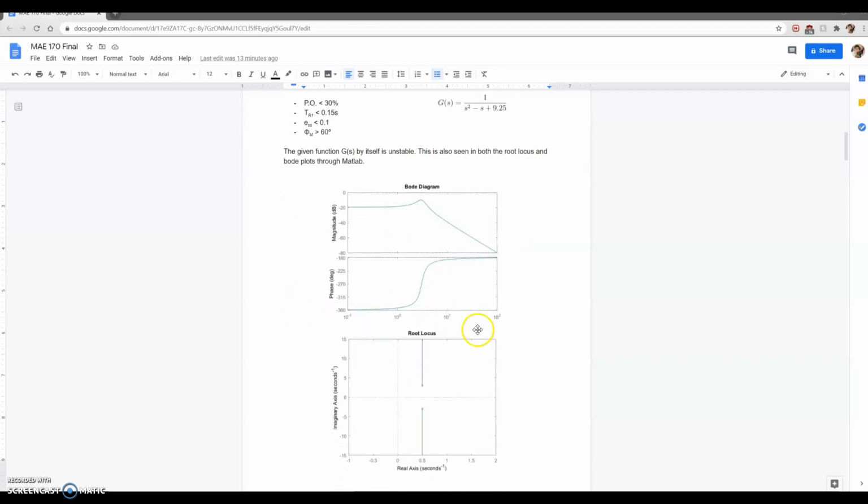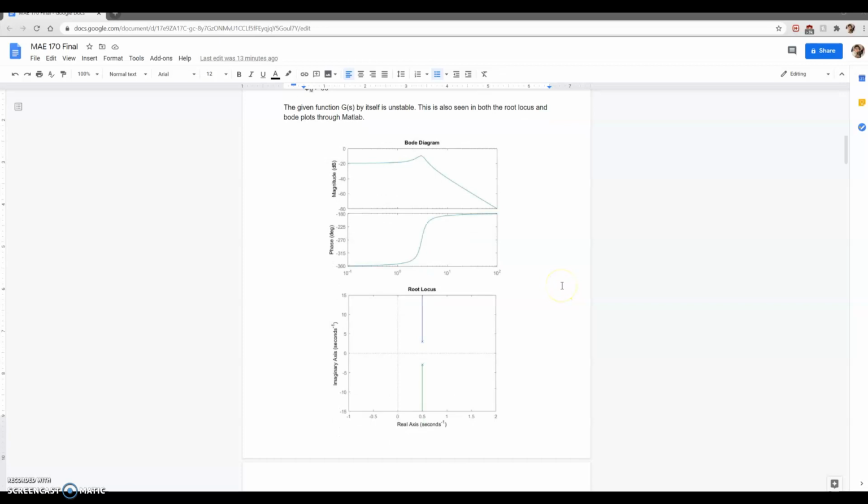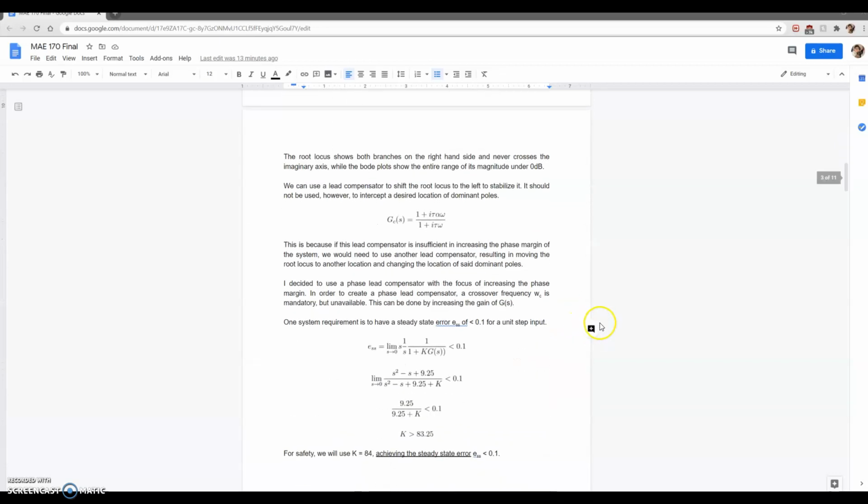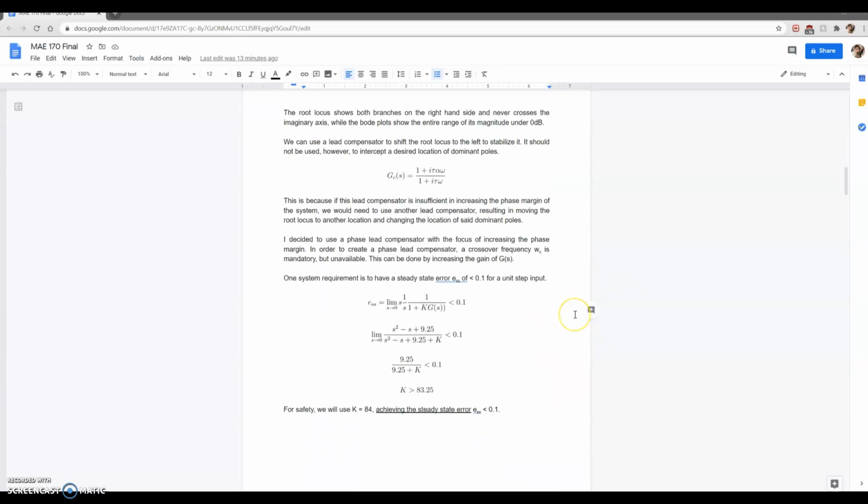So the first step I did was to plot the Bode diagrams and the root locus. On the root locus, the branches only stay on the right-hand side of the plane, so the system is always going to be unstable. There's no value of k, of a gain, that will make it stable. And on the Bode diagrams, the magnitude is always below 0 decibels, so it will never have a crossover frequency. So to stabilize this, I decided to make a lead compensator.